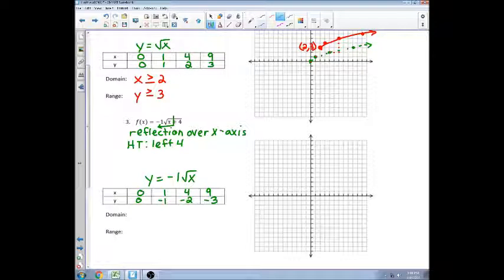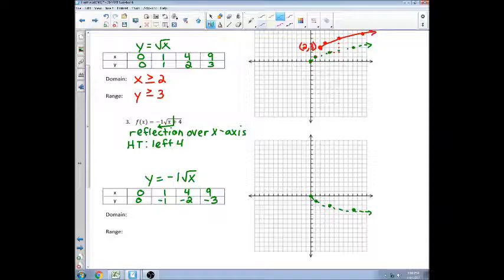Now we can go ahead and plot those points. I start at 0, 0. Then I go to positive 1, negative 1. Then I go to positive 4, negative 2. And then positive 9, negative 3. I do not want to make this a solid line because I have not taken care of my horizontal translation yet.